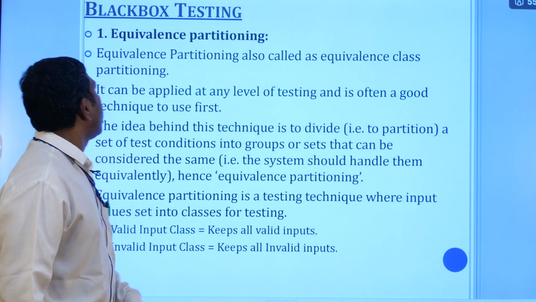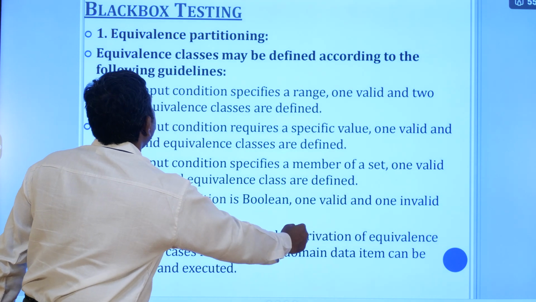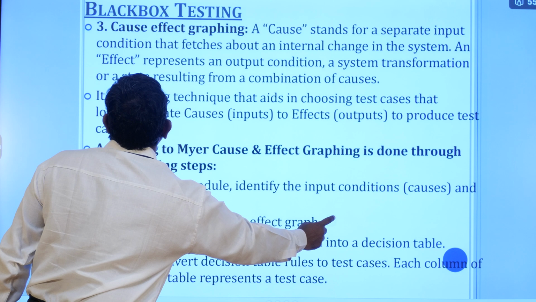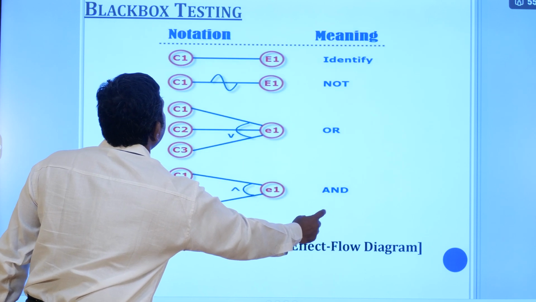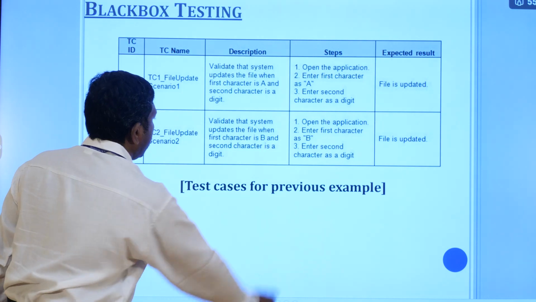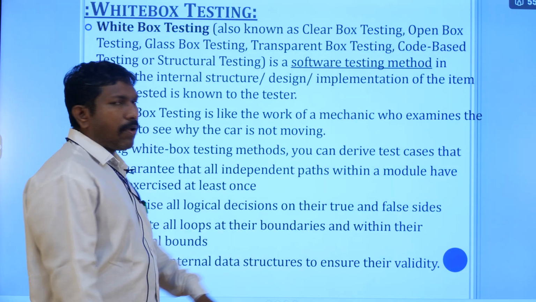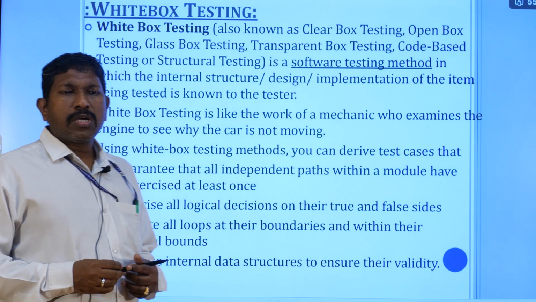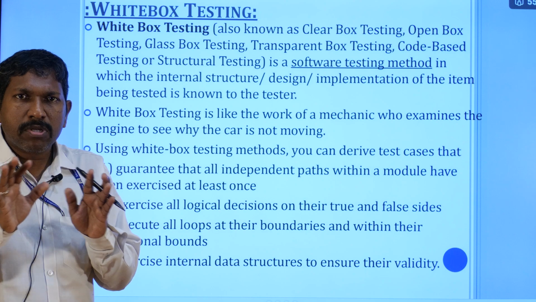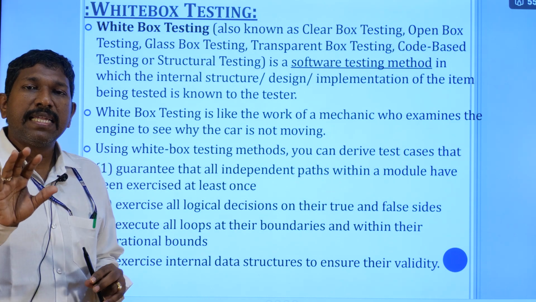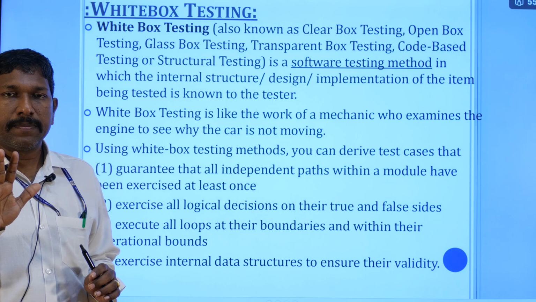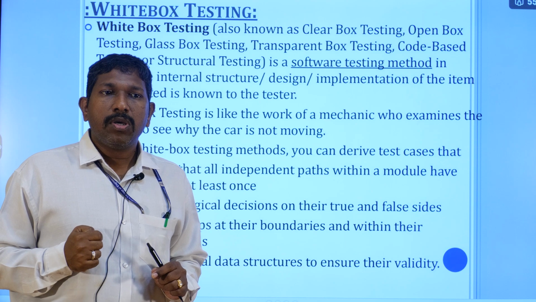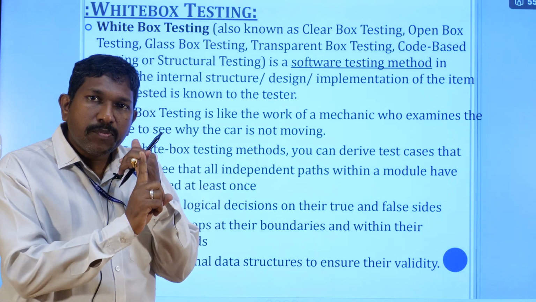The black box testing examples are equivalence partitioning, boundary value analysis, and cause effect graphing. We will explain all this later. Today we are discussing white box testing. In black box testing, we don't bother about the internal code; that's why we call it black box testing. In white box testing, we have good interaction with the internal code; that's why we call it glass box testing.